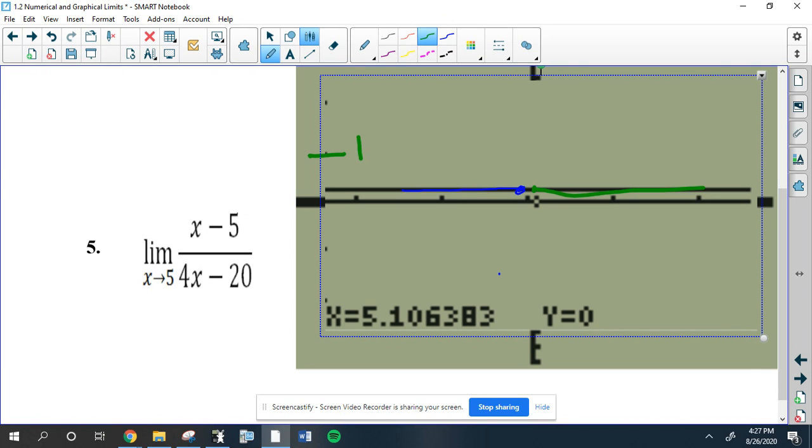So I don't know. That's the problem with graphical limits. Let's guess 1/4, 0.25. And we're going to have to live with that, I guess. You can check that numerically too. Just plug in 4.99 and 5.01.